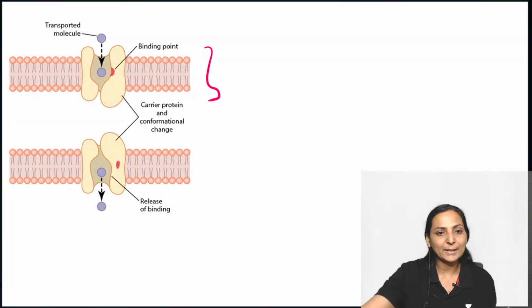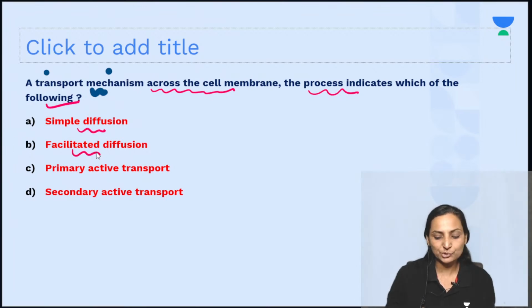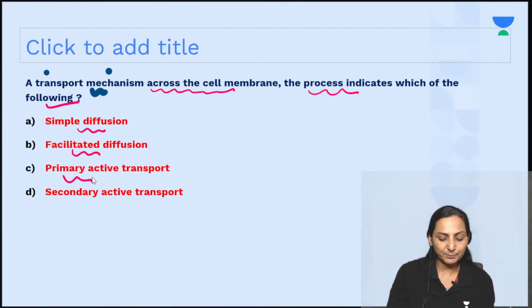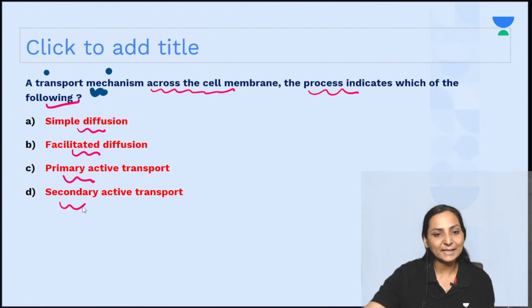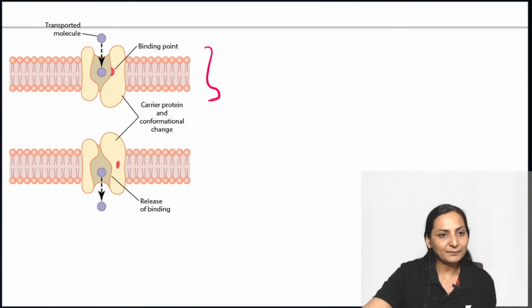right? There was a figure which was given to you, and the question was asked: which of the transport processes across the cell membrane is it showing? And the options were simple diffusion, facilitated diffusion, primary active transport, or secondary active transport. And this was the figure which was given to us, right?